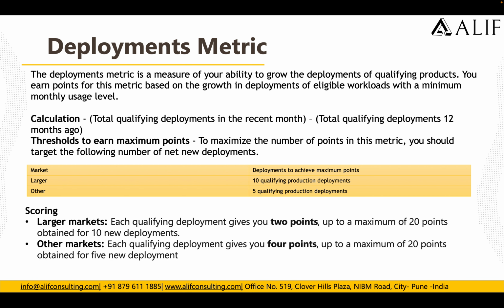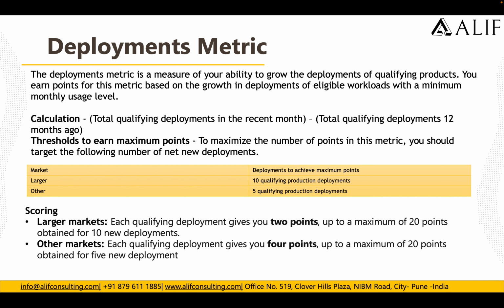Deployment metrics. The deployment metric measures your ability to grow the deployment of qualifying products. You earn points for this metric based on the growth in the deployments of leasable workloads with the minimum monthly users level. Now, how the calculation happens: total qualified deployments in the recent month minus total qualified deployments 12 months ago. Threshold to earn the maximum point: for the large customer, you need to do 10 qualifying deployments, and for the mid market and small market you need to do 5 qualifying product deployments for the leasable workload.